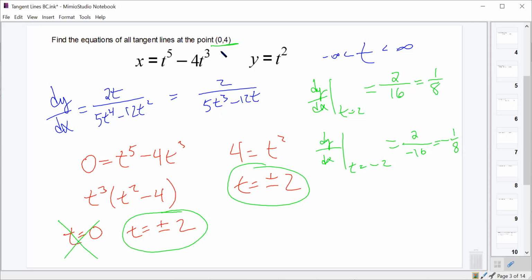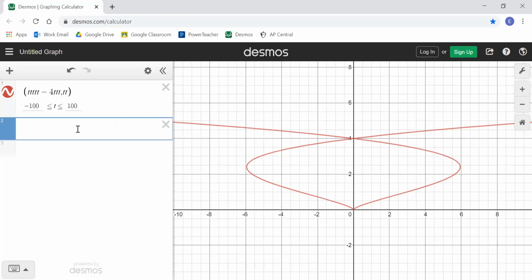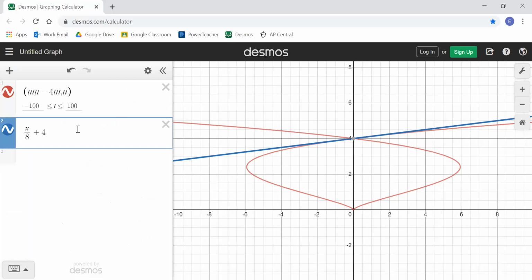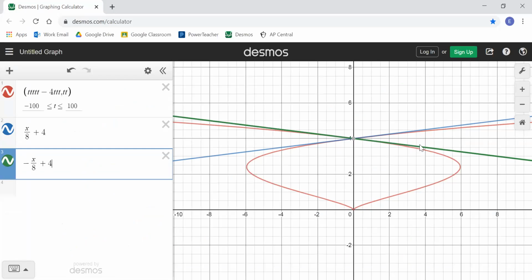And these are y-intercepts of 4, right? So these ought to be y equals 1/8 x plus 4, and y equals negative 1/8 x plus 4. Everybody good with those two equations? There's x over 8 plus 4, definitely tangent at (0, 4). And then negative x over 8 plus 4, also tangent at (0, 4), just going the other direction. Good or no?